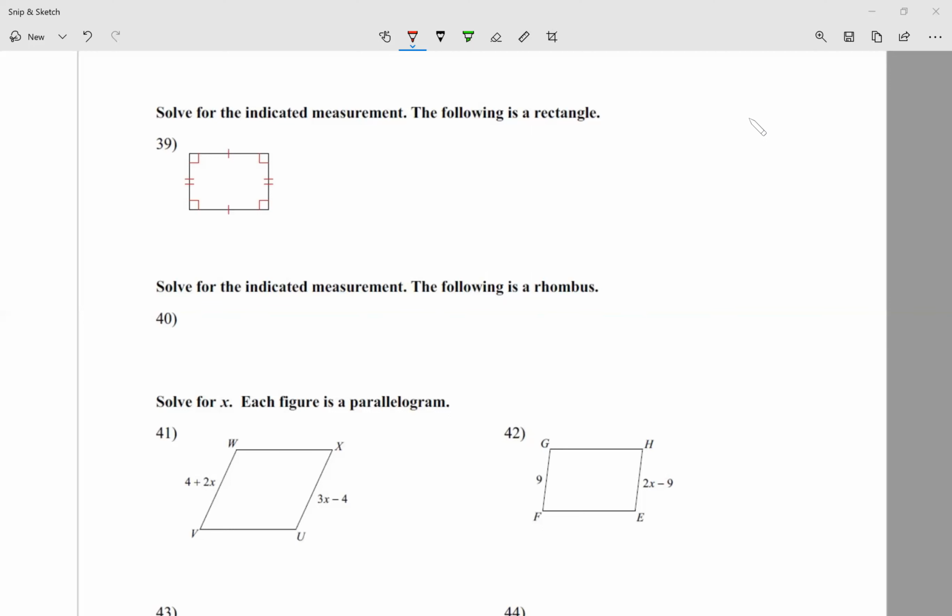As a matter of fact, let's take a look at one of our examples. Question number 39. Solve for the indicated measurement. The following is a rectangle. And I need to find out the measurement of angle 7. That's what this says, measurement of angle 7. So I need to figure out what this is. Angle 7 is right here.